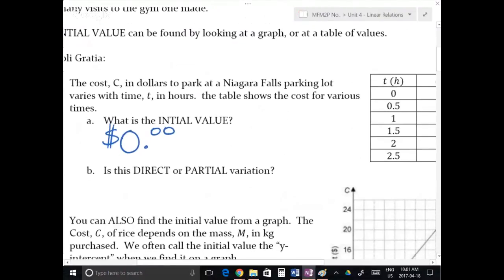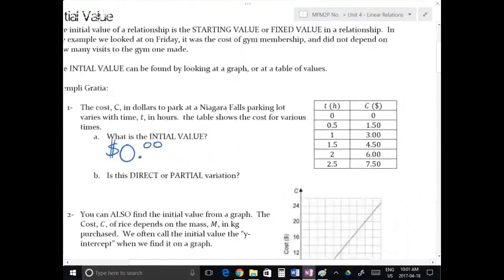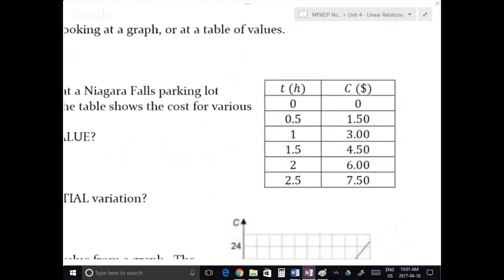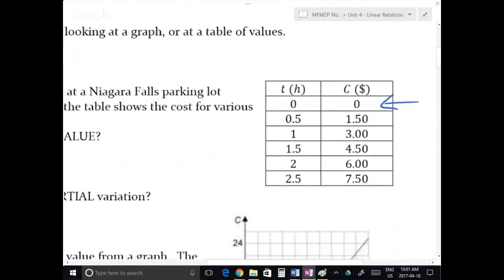How did you know that? How did you find that? I know this seems simplistic, but it's good that we have it written down. How did you find that? Anyone? How did we know the initial value here was $0? Oh, we're still on long weekend. Because it starts off with 0. Yeah, okay, because the first number is 0, and it's not just 0 here, but it's 0 there.